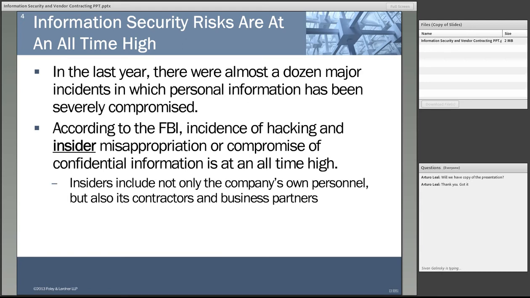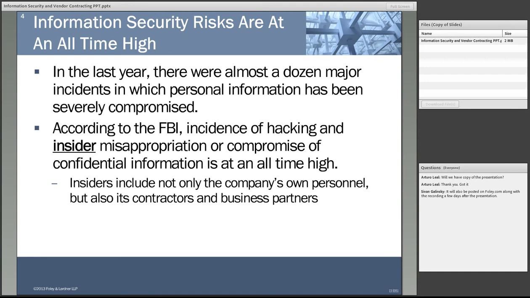And by insider, the FBI is not only talking about employees and personnel, but also contractors, and that's a key point. And in fact, CERT recently changed, well, actually about a year or so ago, changed their definition of what an insider is to very much coincide with this, that it's not only business's own personnel which pose a security risk, but also the business partners and vendors with whom the business decides to interact.